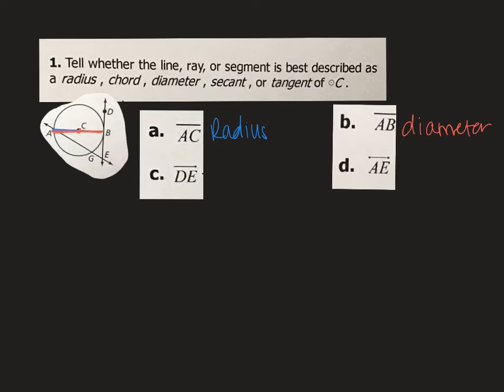Part C, the ray DE. So we're starting at D, and we're continuing on through E. That only intersects the circle at this point B. So that's going to be a tangent. And then we've got AE, which goes all the way through the circle and intersects at 2 points, which is going to be a secant.